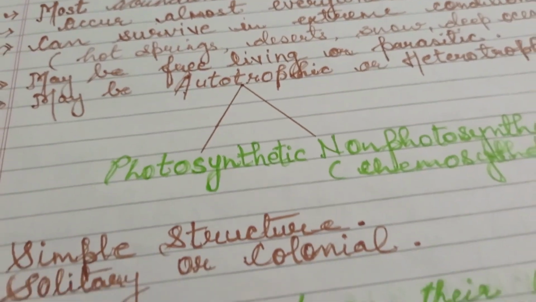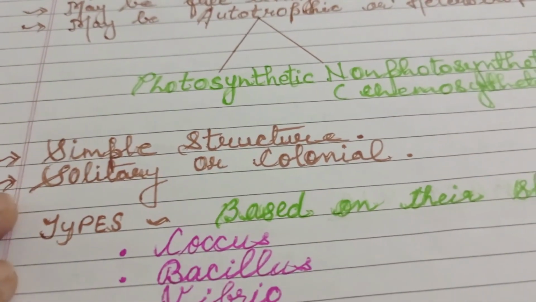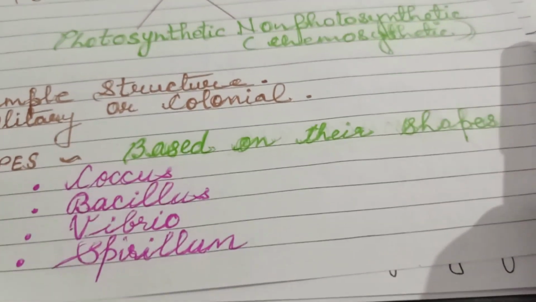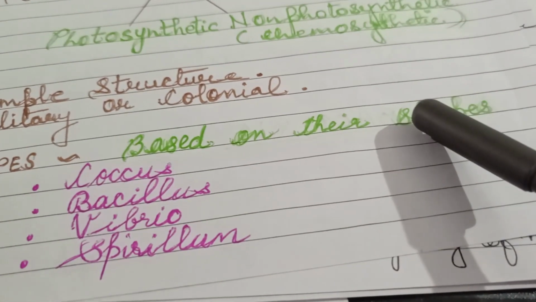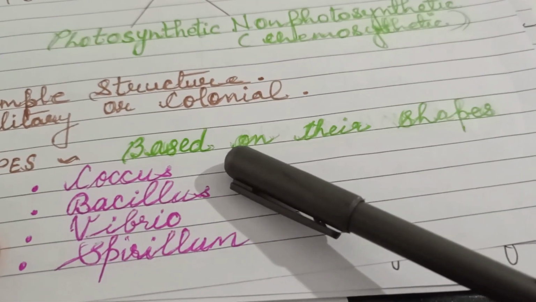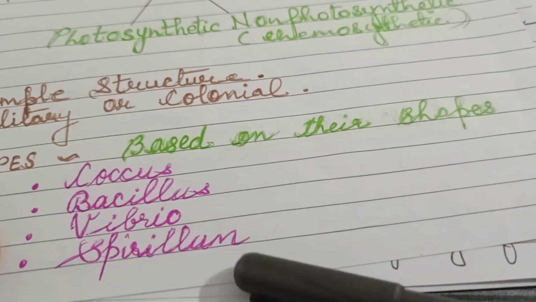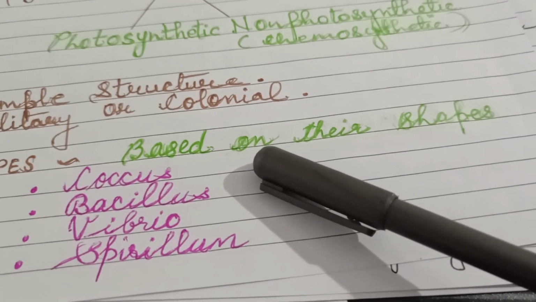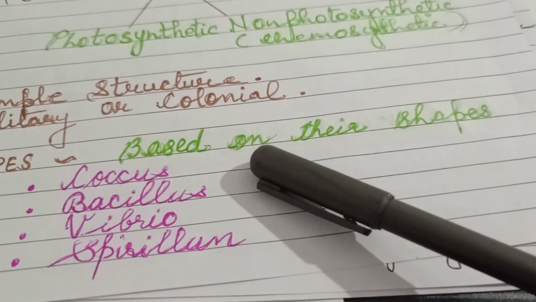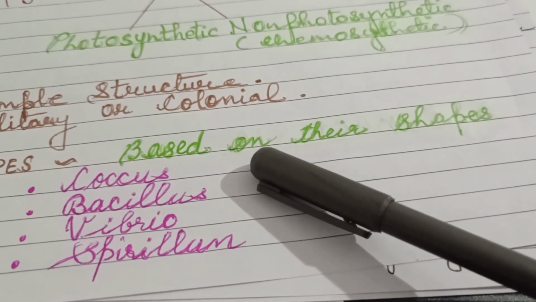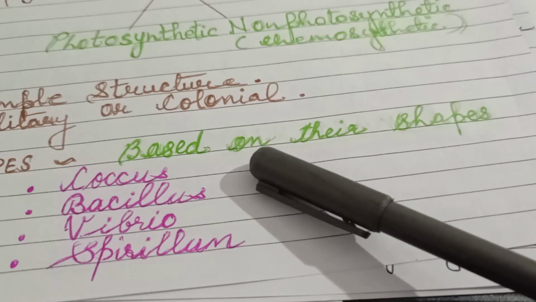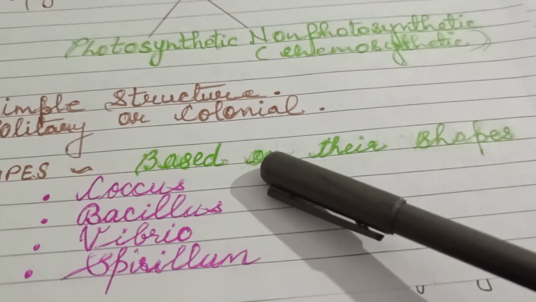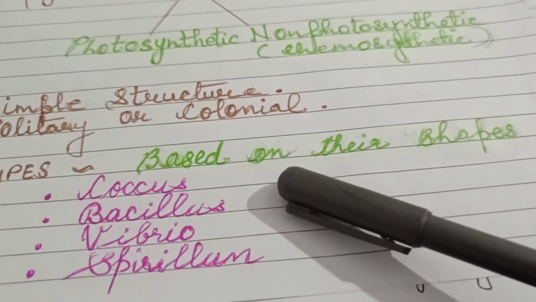Now, based on the shapes of bacteria, you have four types of bacteria based on their shapes. And what are they? Coccus, Bacillus, Vibrio, Spirillum. Coccus are round-shaped bacteria. Round-shaped bacteria are called as coccus. They are named on the basis of their shapes. So, on the basis of their shapes, we have four types of bacteria. What are they? Coccus, which are round in shape.